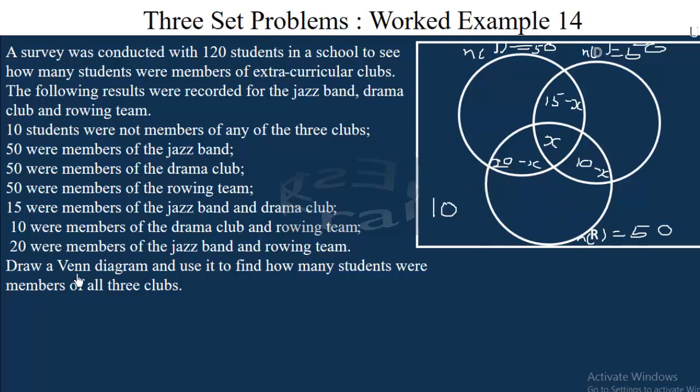Now, this is the Venn diagram that we have drawn. We're supposed to find the number of students who were members of all 3 clubs. Now, we need to find these values. So let this be P, and this be Q, and this be R.